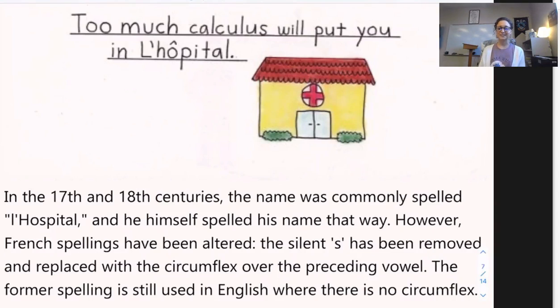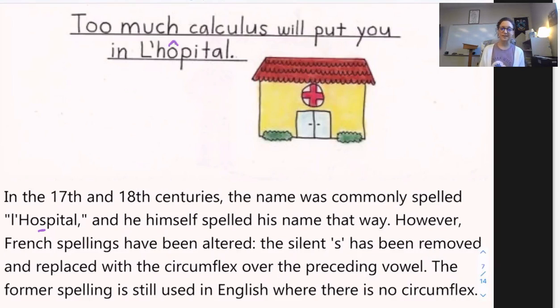So in the 17th and 18th centuries, the name was commonly spelled L'Hospital with an S, and L'Hospital himself spelled his name that way, but French spellings have since been altered and the silent S has been removed and replaced with the circumflex over the O, here, that piece. And the former spelling is still used in English where there's no circumflex.